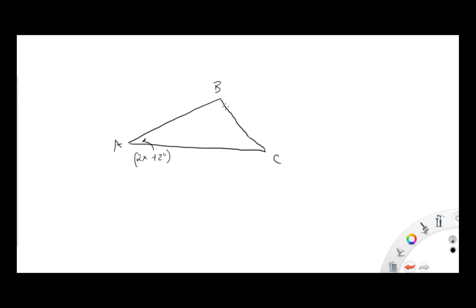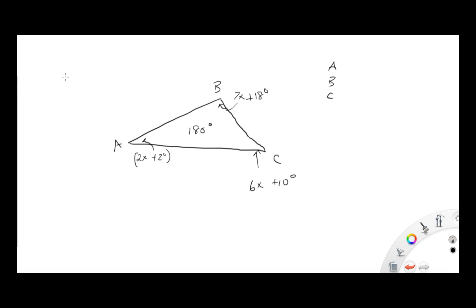Okay, B is 7x plus 18 degrees. And C is 6x plus 10 degrees. Basically, we're going to solve for each of these. We want to know what A is, B is, and C is in the actual degree. Okay? What do you know about the inside of a triangle? What does it equal? 180 degrees.